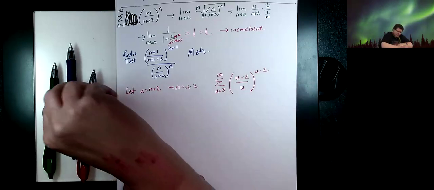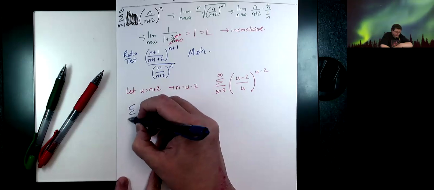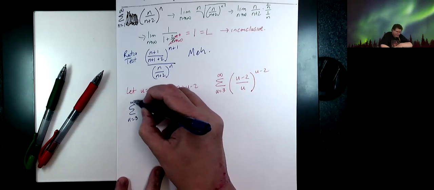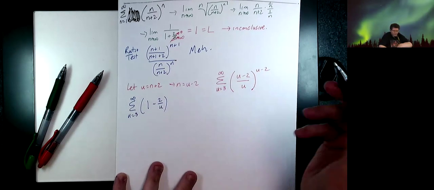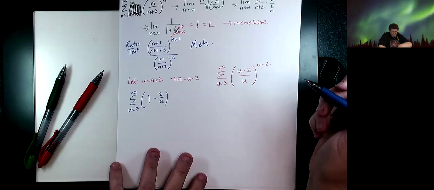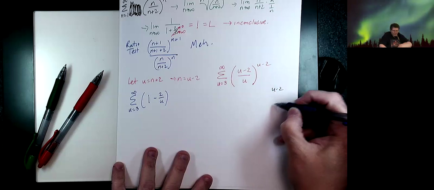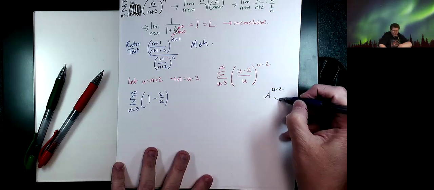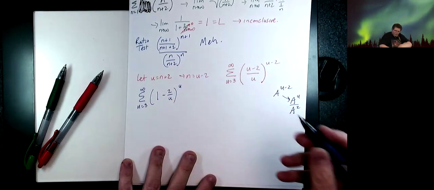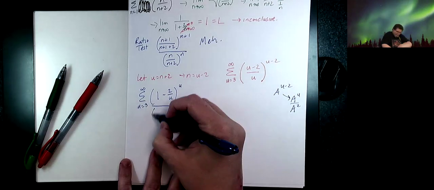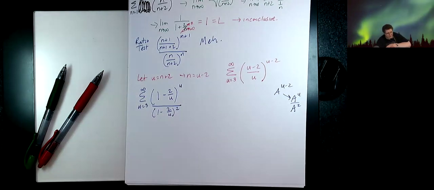You may be like, that doesn't give me a lot of ground, but now I can separate it. The sum from u equals 3 to infinity of 1 minus 2 over u. And u minus 2 as an exponent can turn into a to the u over a squared. I'm going to put u on top and then put 1 minus 2 over u squared on bottom. Makes it a little bit easier to see.